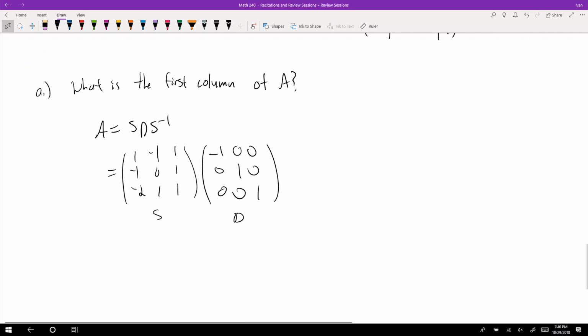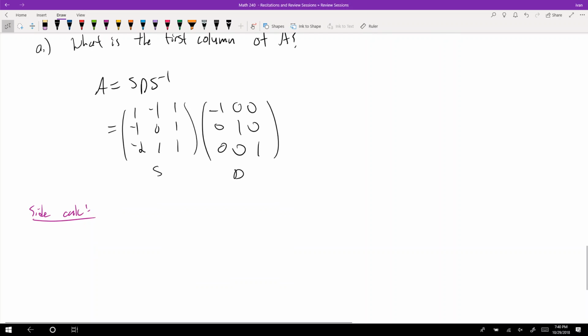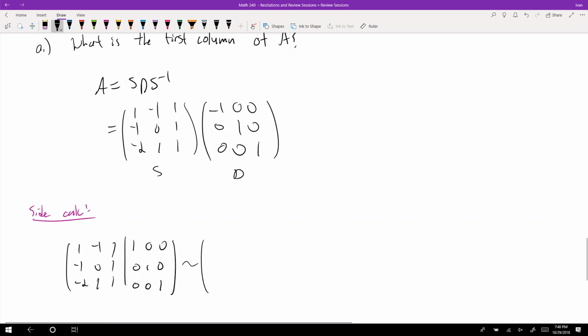And so here's a side calculation. To find S inverse, we have 1, -1, -2, -1, 0, 1, 1, 1, 1, and then you need the identity matrix on the right-hand side. Okay, and what is this? 1, -1, 1, 0, -1, 2, 0, -1, 3, with 1, 0, 0, 1, 1, 0, 0, 1, 1, or 1, 0, 1.